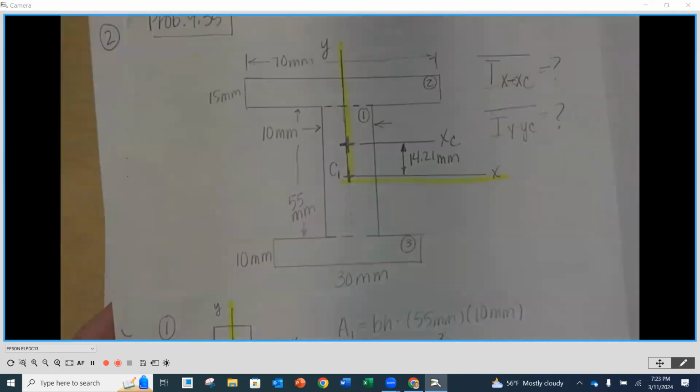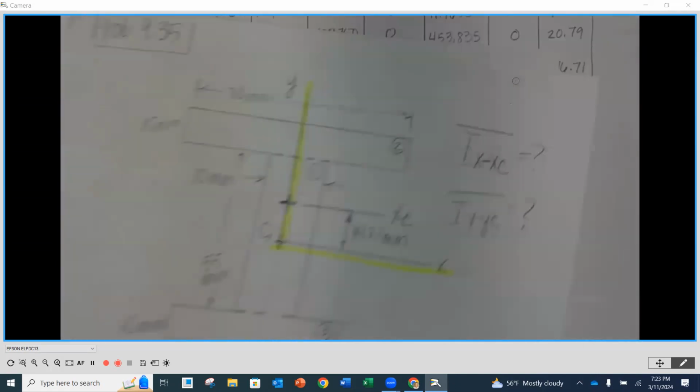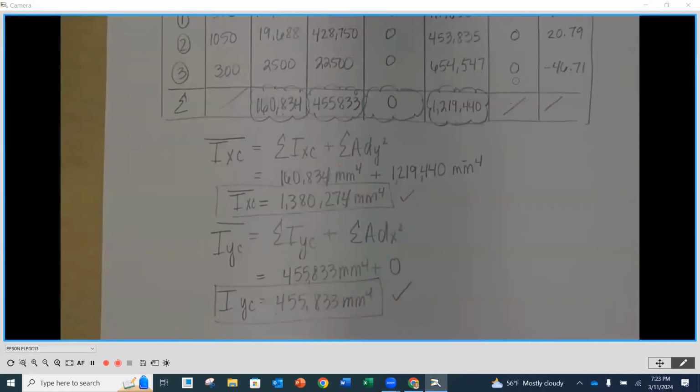So if you're ever wondering which way you should put it, just check the moment of inertia about each one of the axes, and it'll tell you quantitatively which direction is better if you're not sure or if they're close. Okay, any questions about that problem?